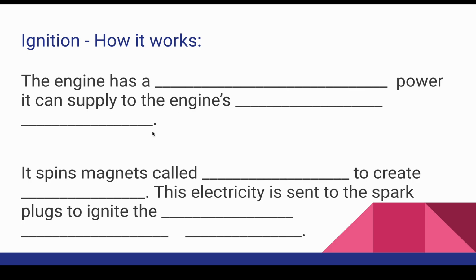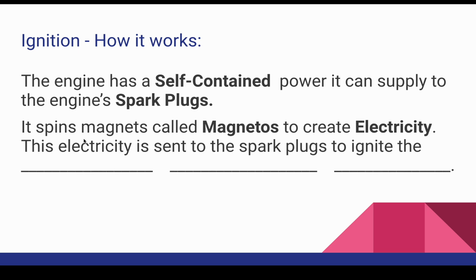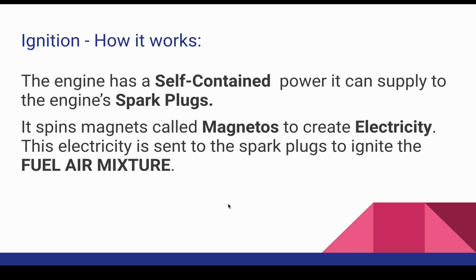All right, so here's how it works. The engine has a self-contained power it can supply to the engine's spark plugs. It spins magnets called, and you should know this by now because we just talked about them, magnetos, to create electricity. And then this electricity is sent to the spark plugs to ignite the fuel air mixture. So fill all that in, please.